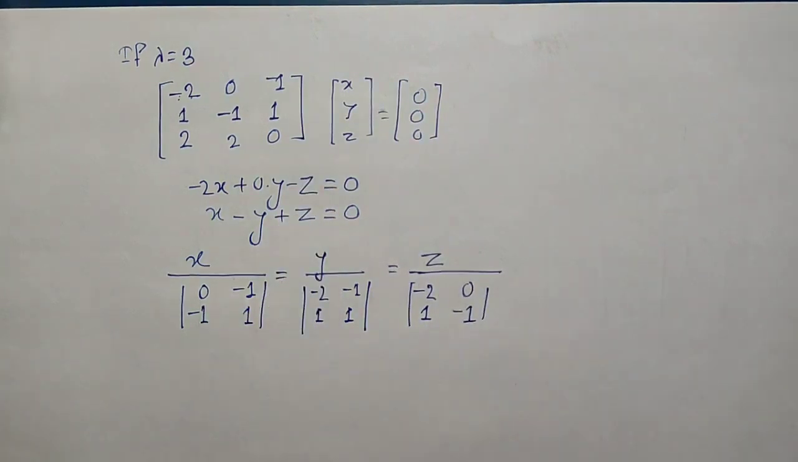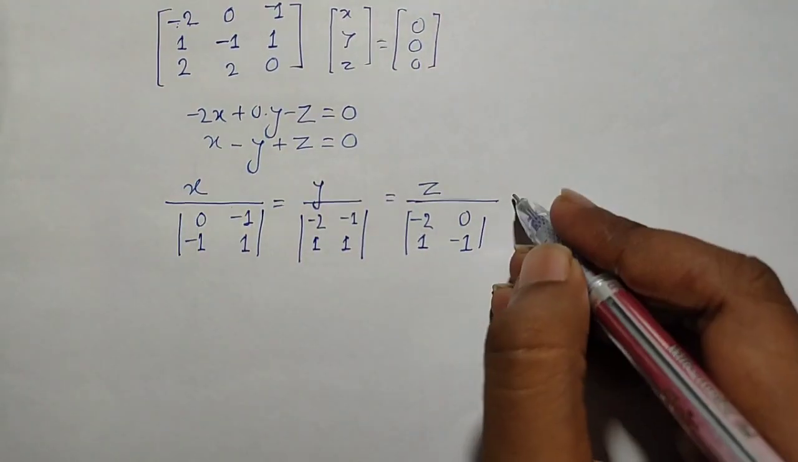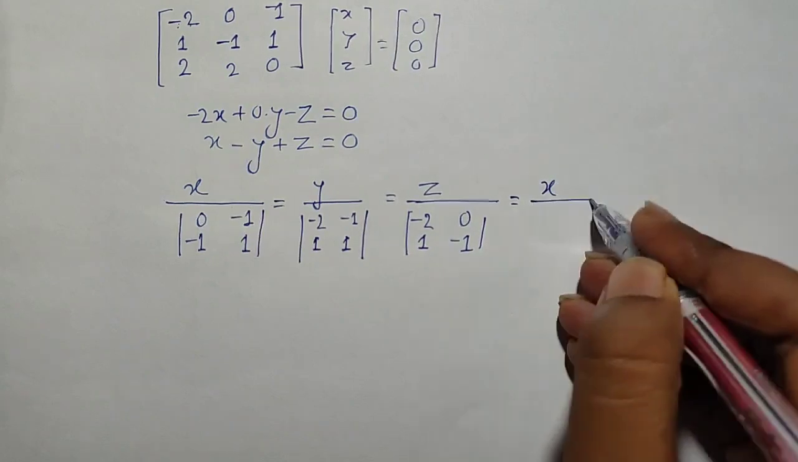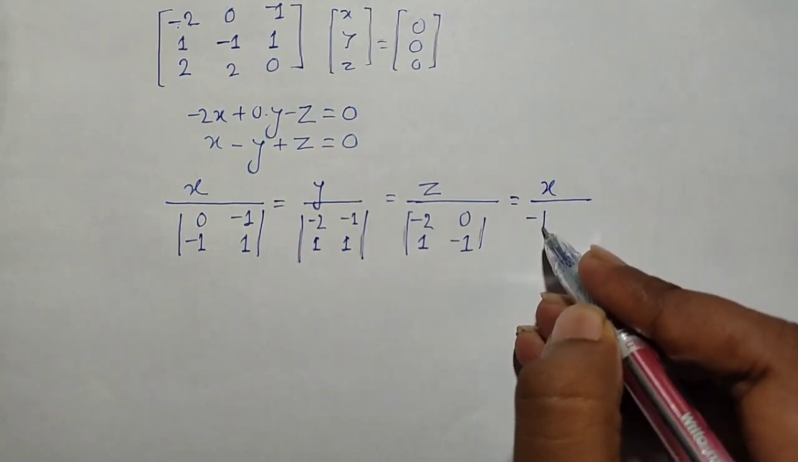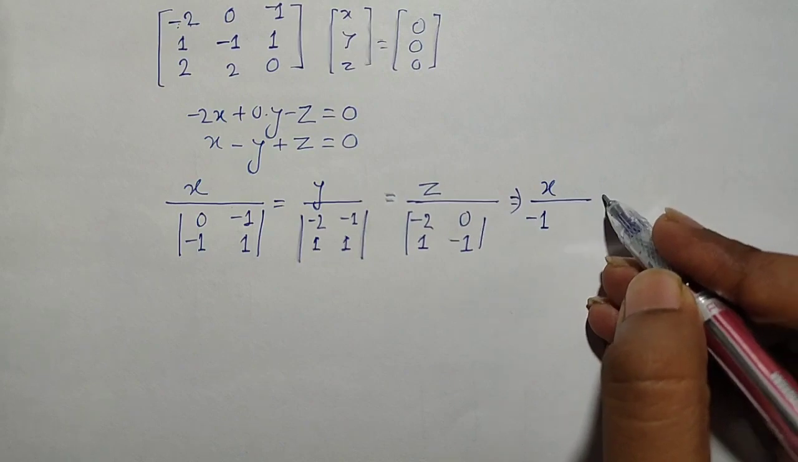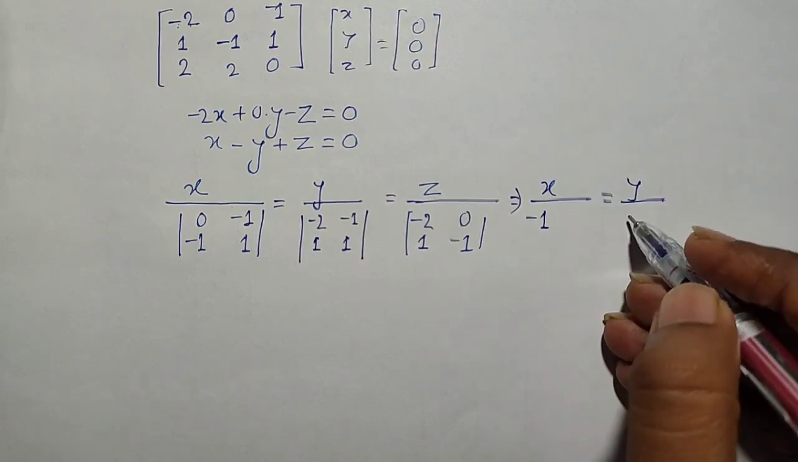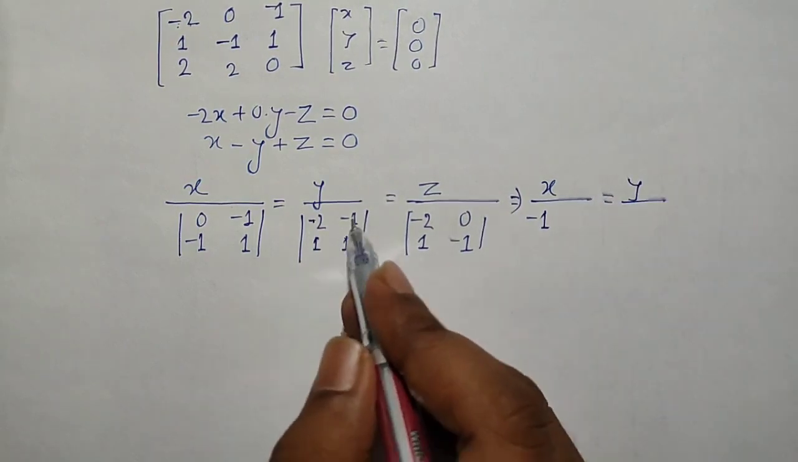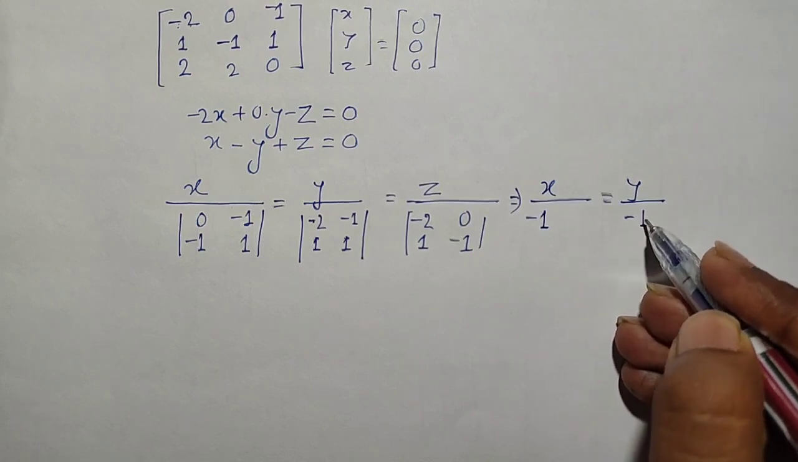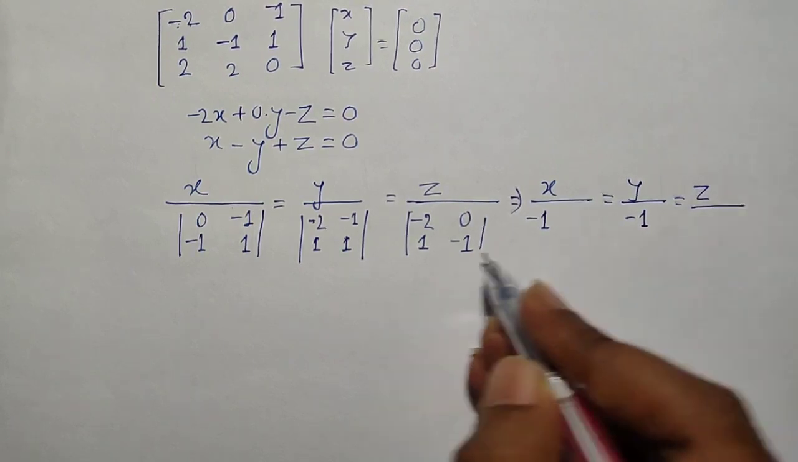So solve this, we get x upon minus 1 equals y upon minus 2 plus 1, which is minus 1, equals z upon 2.